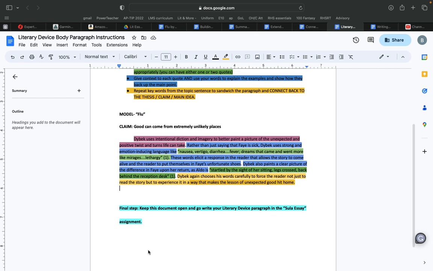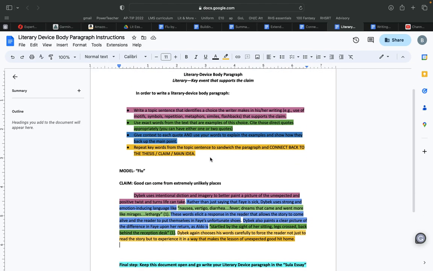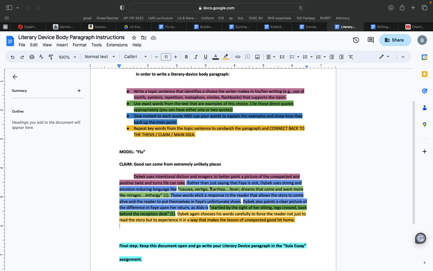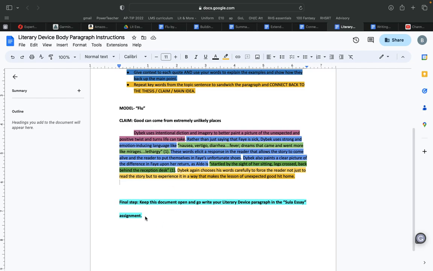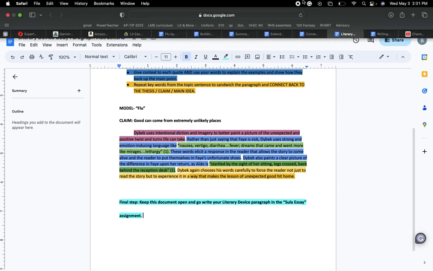The final step is keep this document open and then write this if this is a paragraph that you want to write. At this point, this is the last video, assuming you watch these in order. So at this point, you should know which of the three types of body paragraph you want to write. You should do them carefully. You should not use the same quote in multiple paragraphs. You should have different quotes. You can't use the same quote 9 times and expect that to be proving things well. Fantastic. Good job. Good luck.